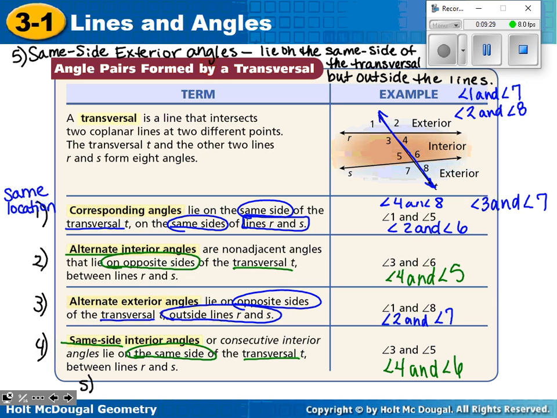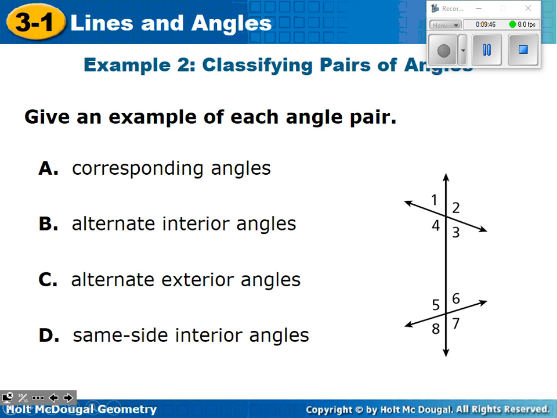Any questions on the 5 different kinds of angles? Okay, we're going to practice real quick. So if you look at the next examples in your notes, they're going to ask you to pick out a pair of angles, and there's going to be multiple possible answers. Just like up here, there were multiple possible answers. So let's do these together. It says, give an example of each pair, starting with corresponding angles. Nathan, can you give me a pair of corresponding angles?